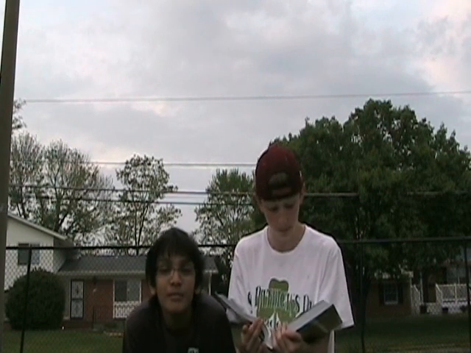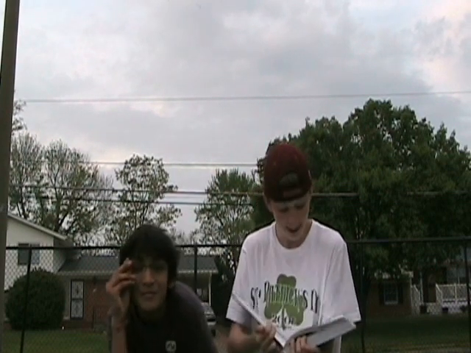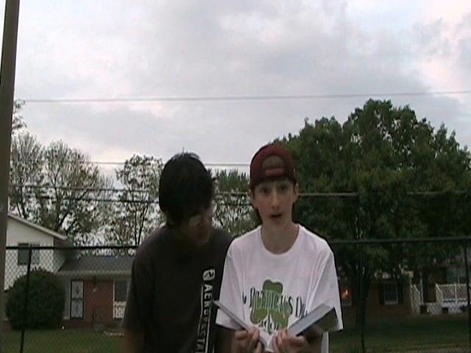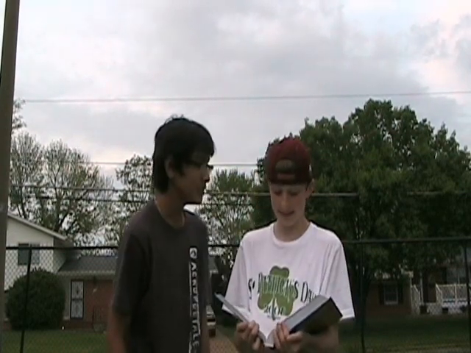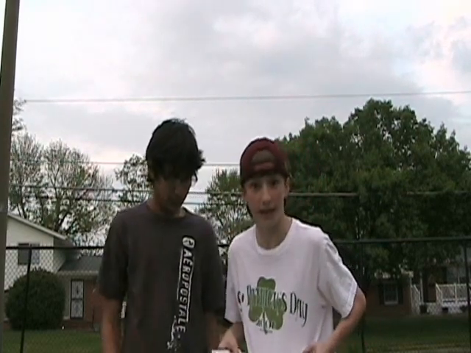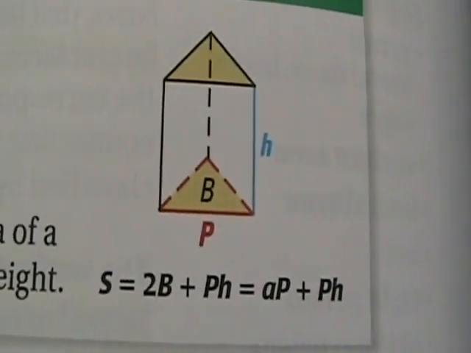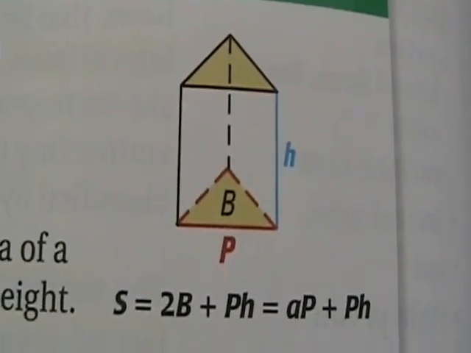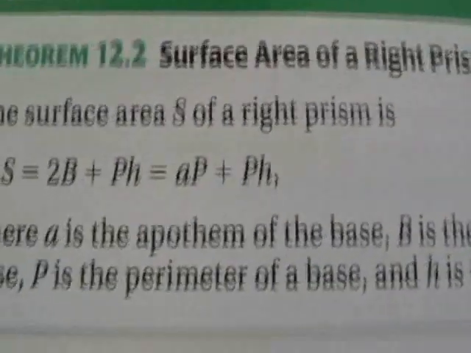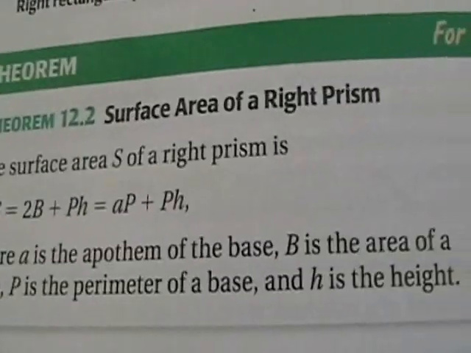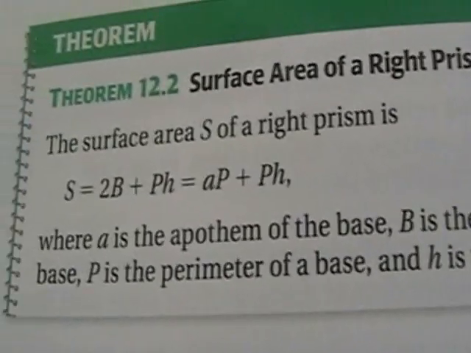Okay, let me read you that again. You get that, guys? That's S, which is surface area, equals 2B plus PH equals AP plus PH. That's correct, Russell. If you want to see a little diagram, then I'll show you one right now. There. S equals 2B plus PH equals AP plus PH. And you can read that little stuff there. Except you can't really read it because it's hard to read.